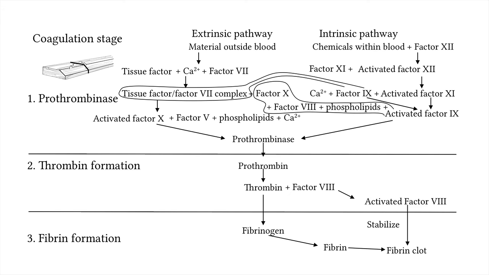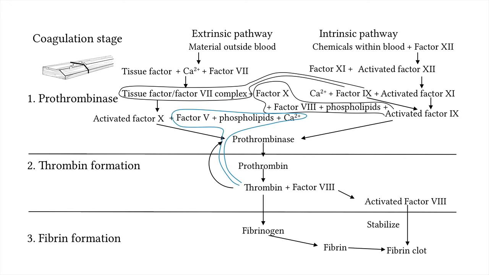Thrombin also can do another job. It can take part in a positive feedback system. If it comes in contact with factor 5, platelet phospholipids, and calcium ions, it can make prothrombinase to create more thrombin. So this is how thrombin can make more of itself.